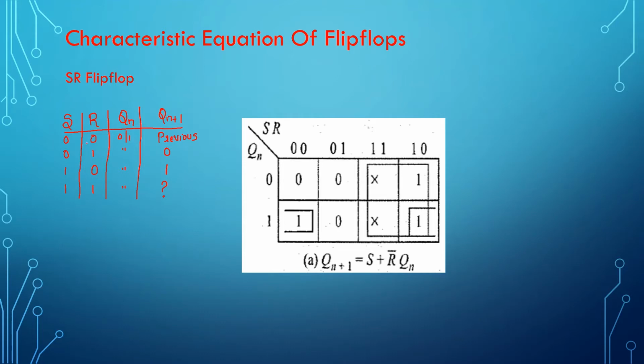This same truth table has to be transferred into the K-map. You can see here I have written the K-map. In the horizontal line I have written the inputs S and R, and in the vertical I have written the present state of the flip-flop, that is Qn. So SR, this will be S bar R bar, this will be S bar R, this will be SR, and this will be SR bar. This will be Qn bar and this will be Qn.